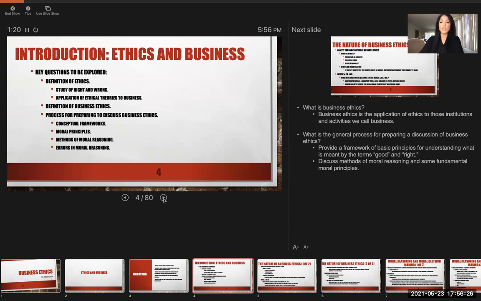Now, a quick introduction for you. What is business ethics? Business ethics is the application of ethics to those institutions and activities we call business. What is the general process for preparing a discussion of business ethics? Well, it provides a good framework, basic principles for understanding what is meant by the terms good and right, and different discussions of methods of moral reasoning and some fundamental moral principles as well.